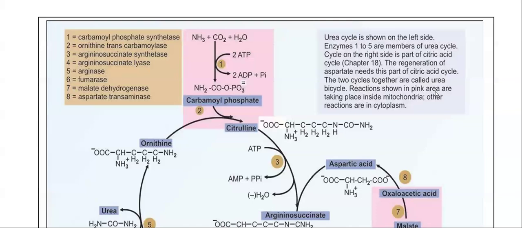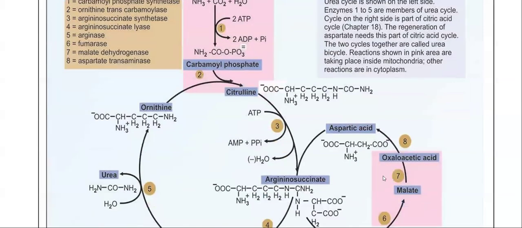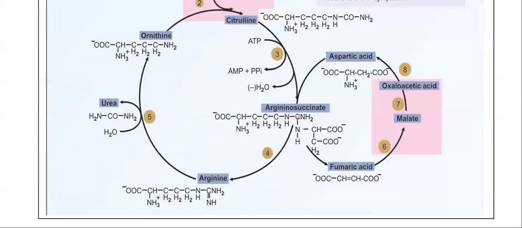Reactions shown in the pink area take place inside the mitochondria, such as oxaloacetic acid conversion into malate. Other reactions are in the cytoplasm. Let us see the reactions here. Arginosuccinate may convert into fumaric acid. Fumaric acid forms malate. Malate can form oxaloacetic acid. Then that forms aspartic acid, and aspartic acid participates in the formation of arginosuccinate.